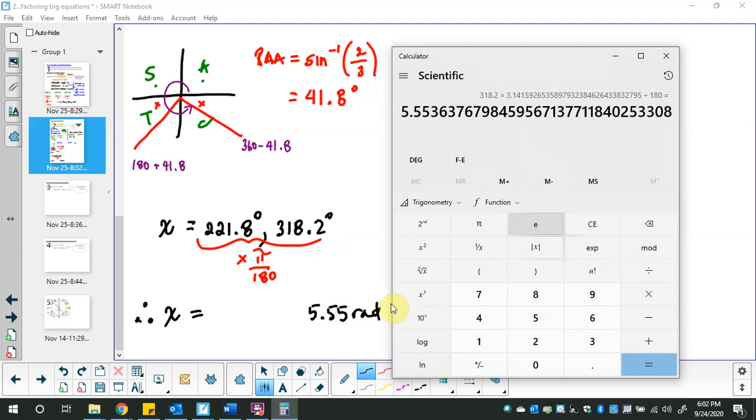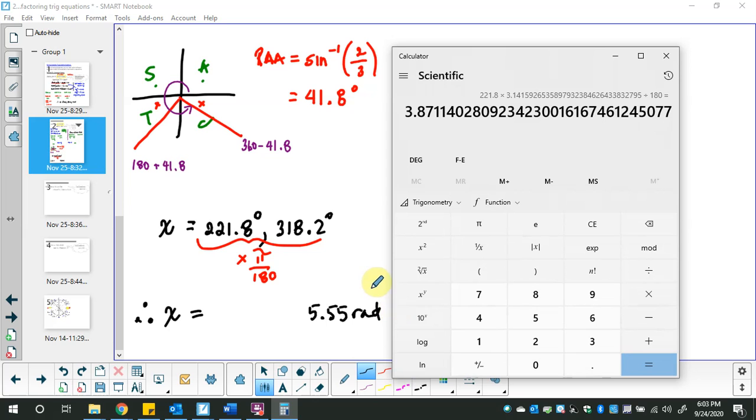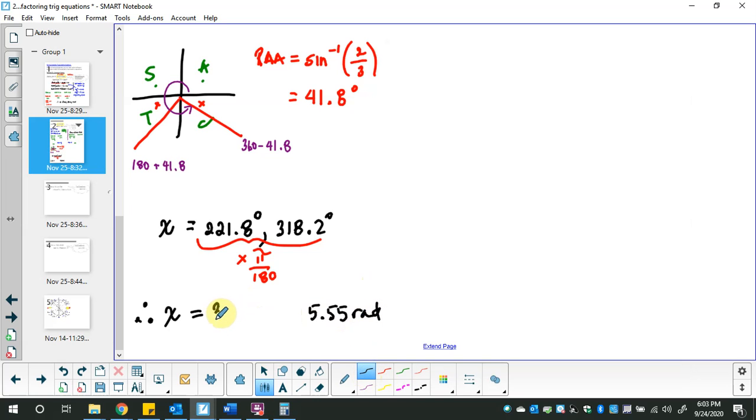And then the first one was 221.8. 221.8 times pi divided by 180 equals, it's 3.87. Again, radians, no pi because we built it into our calculation.